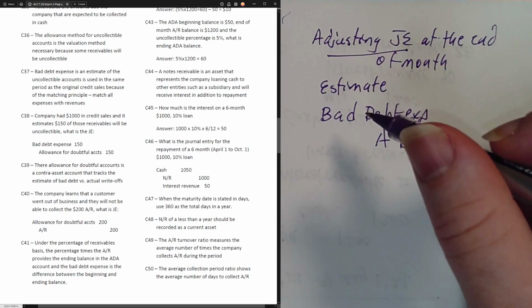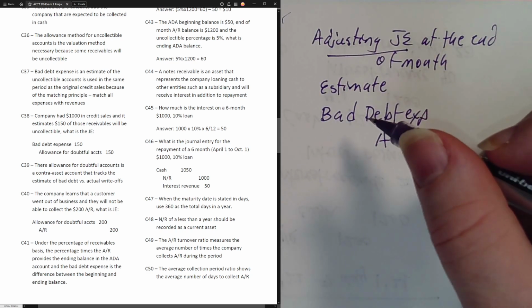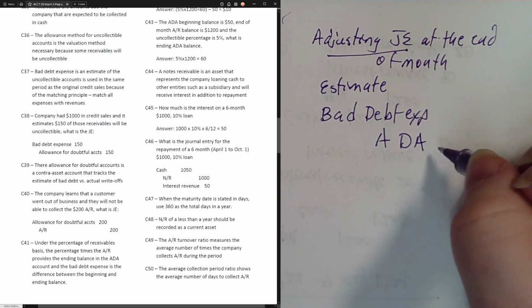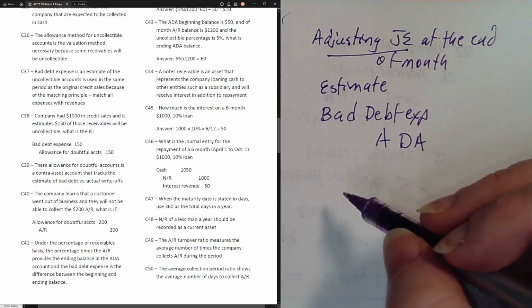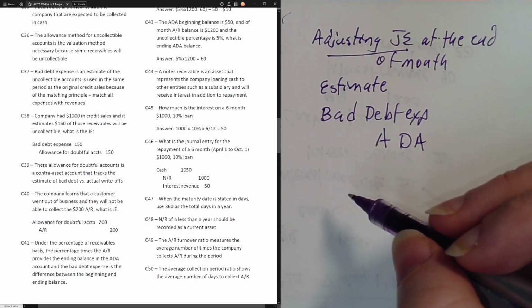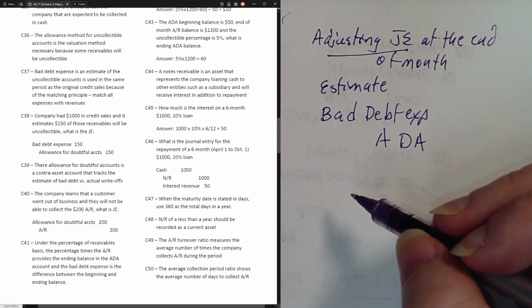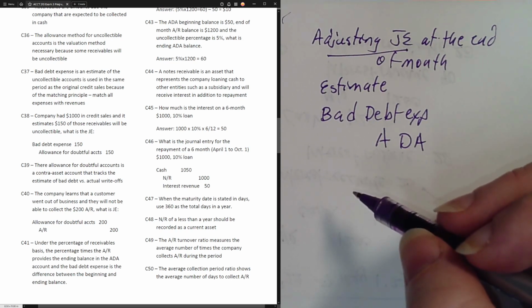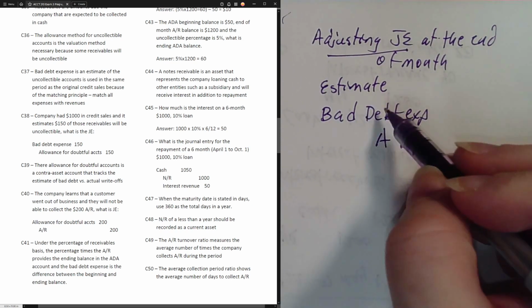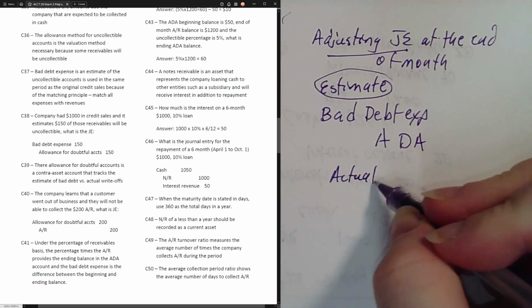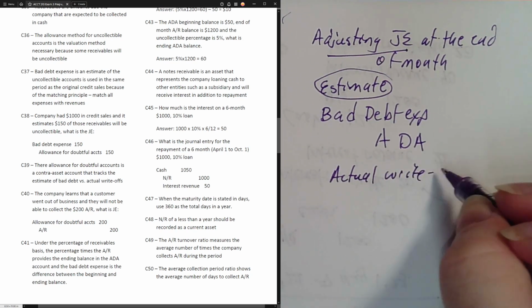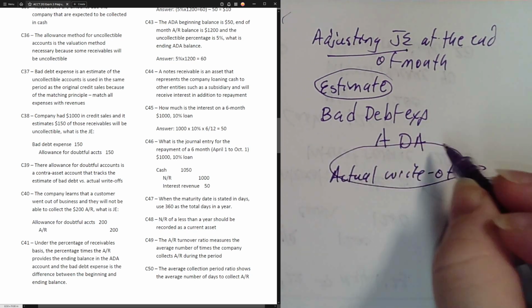If it tells you what the amount of the bad debt expense is going to be, or what is uncollectible, you just make sure you know the format. The second journal entry that you need to know on the C level is, if we read C39, the allowance for doubtful accounts is a contra asset account that tracks the estimate of bad debt versus actual write-offs. So what do we have? We have the estimate journal entry, and we have the actual write-off journal entry. Those are the two parts of this estimating function that you would need to know going forward.